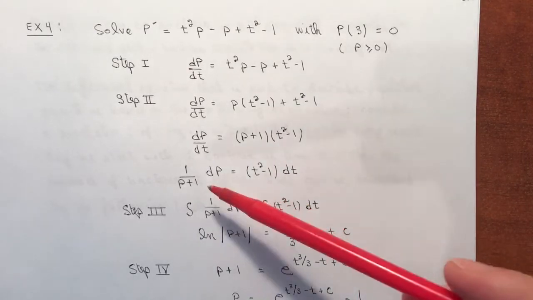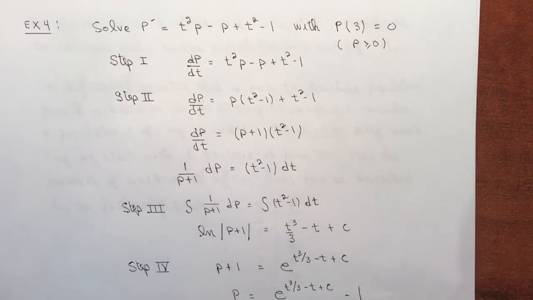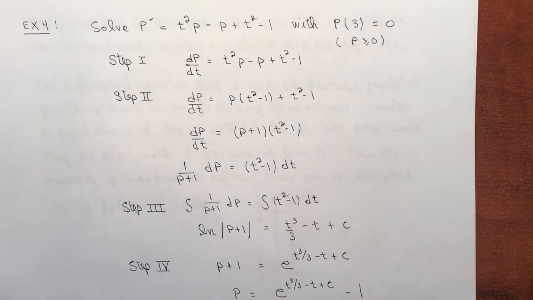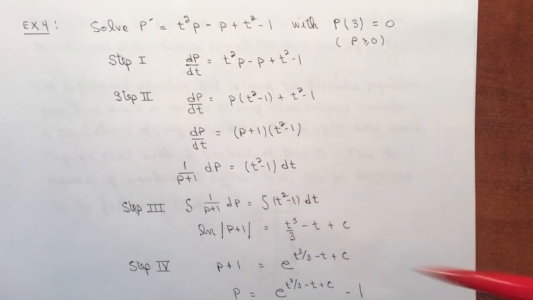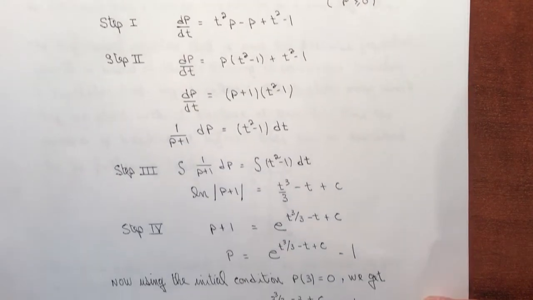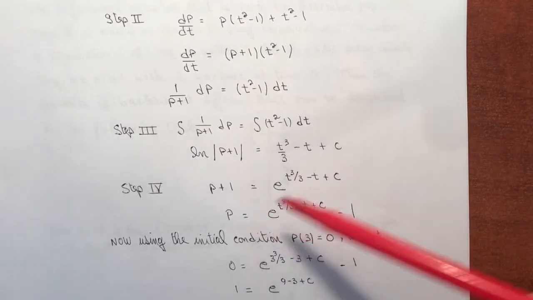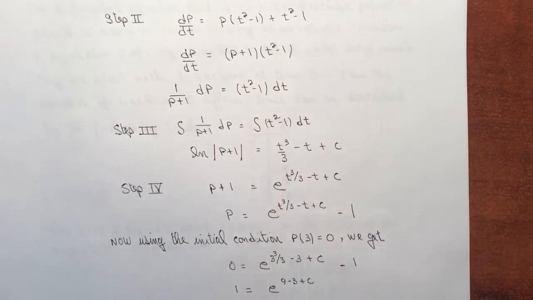So I get dp over 1 plus p is equal to t squared minus 1 dt. So we can integrate this. The integral of 1 over p plus 1 is the ln of p plus 1. And here the integral is t cubed over 3 minus t plus c, raising both sides to the power of e. In order to find what p is, we take p to be e to the right-hand side and the minus 1 on the other side.